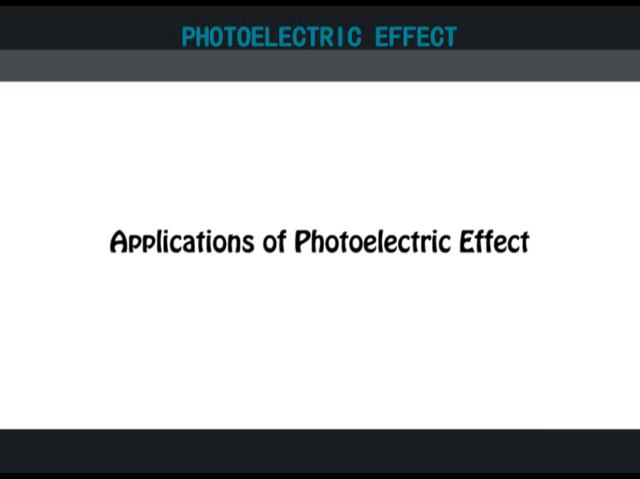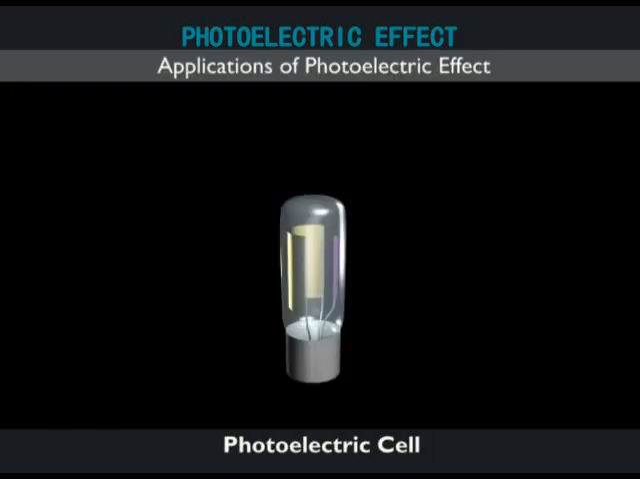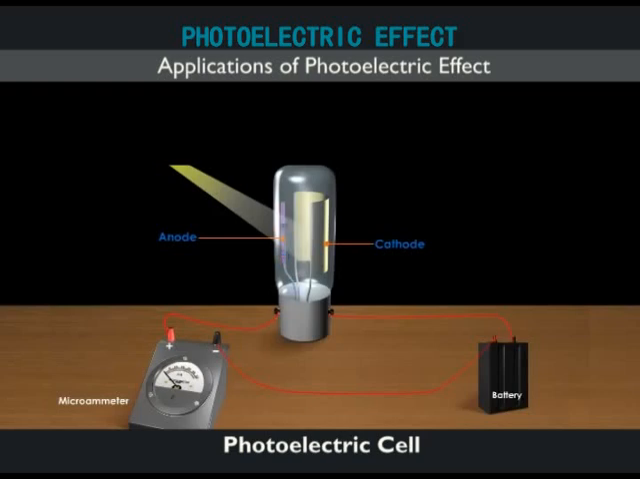Finally, applications of photoelectric effect. First, photoelectric cell. A photoelectric cell is an electron tube in which the electrons initiating an electric current originate from photoelectric emission. It consists of a cathode coated with a photosensitive material and an anode. Light falling on the cathode causes dislodging of electrons, which are then attracted to the positively charged anode, resulting in a flow of current proportional to the intensity of the incident radiation.